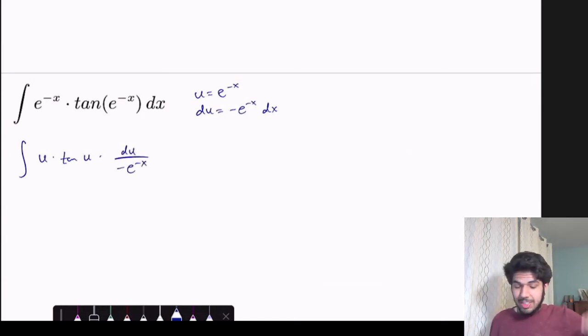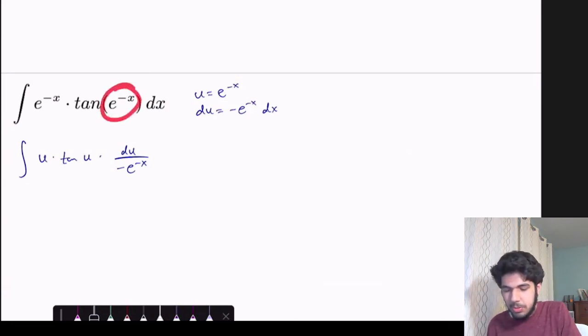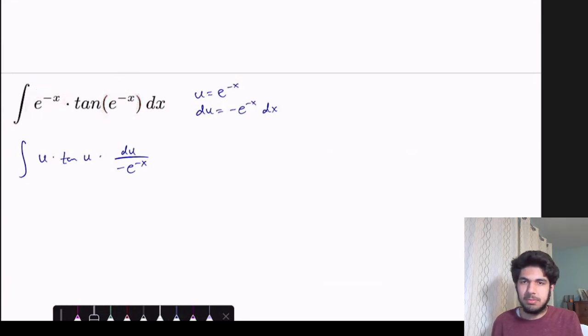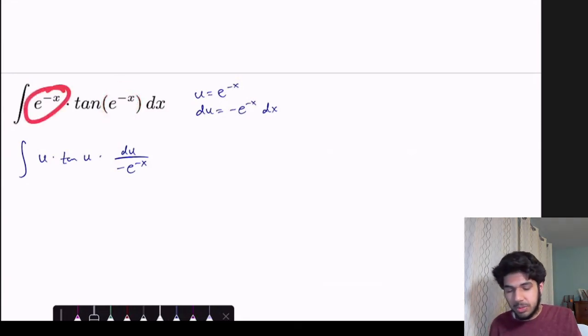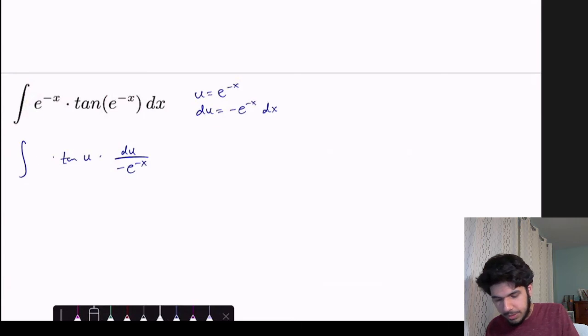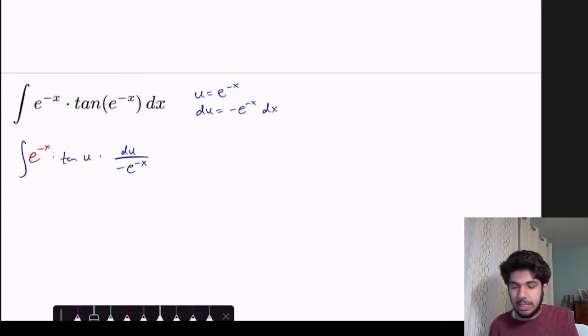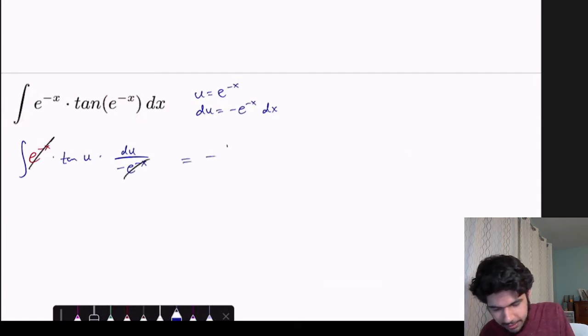But wait, we don't have anything to cancel that with. What we did was we took both of these and changed them to u's. But if we left this one as is, where we left this as e to the negative x, now we have something to cancel, right? And that's why we chose e to the negative x, because when we take the derivative, it stays basically the same. So we don't want to change this to u. So now we'll cancel this with this. This is negative integral tangent of u du.